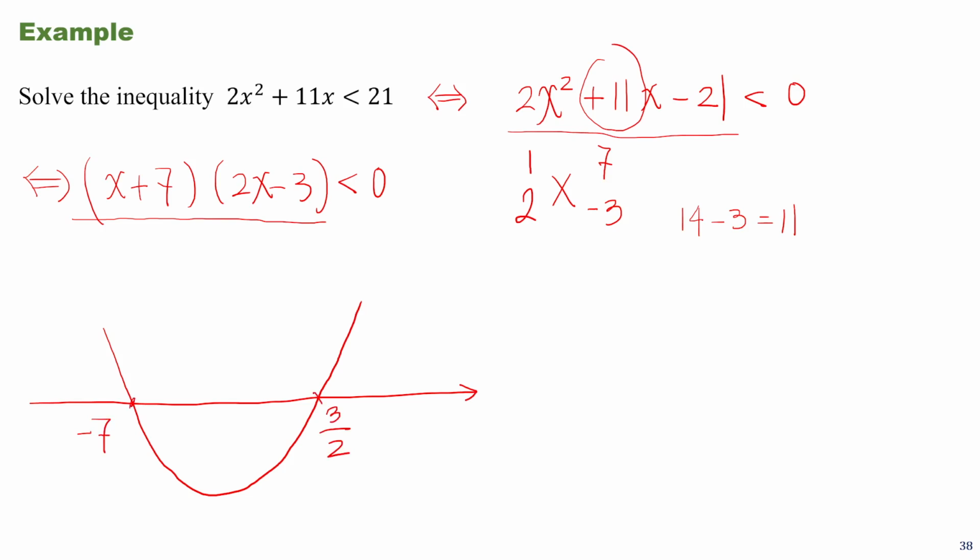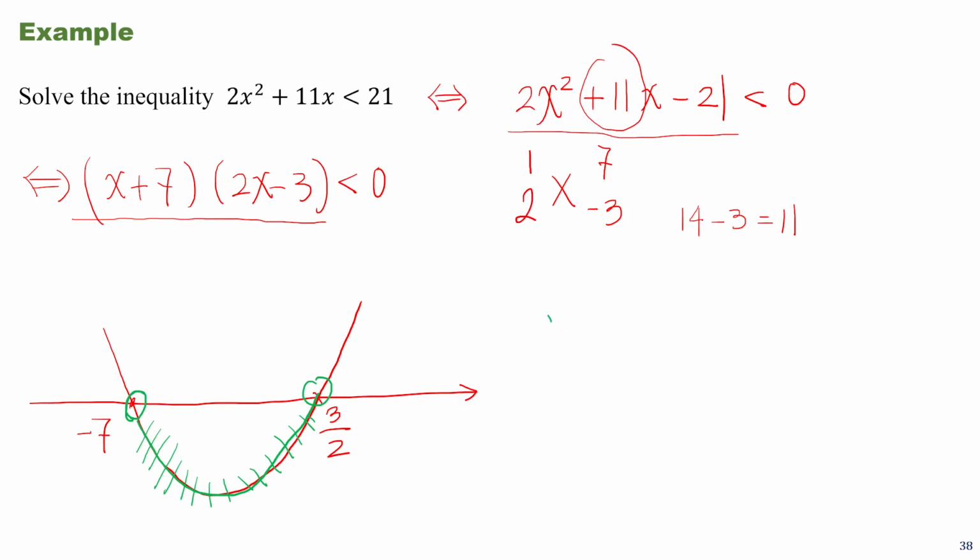Two zeros like this, it's opening up. We don't care about this vertex because we only want to find any interval such that the function is less than 0, right? Can you see that? So from the sketch of this graph, we can easily see the interval you are looking for is from this point exclusive all the way to the second 0 here. If x is between -7 and positive 3/2, then the function will be exactly less than 0, right?